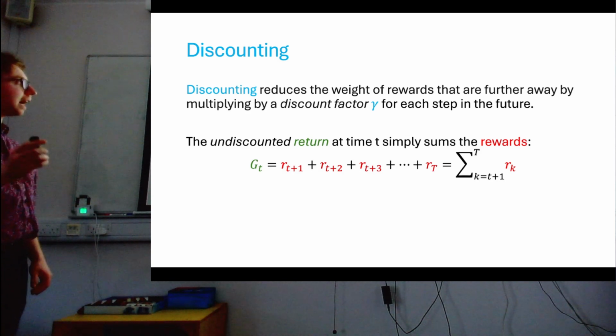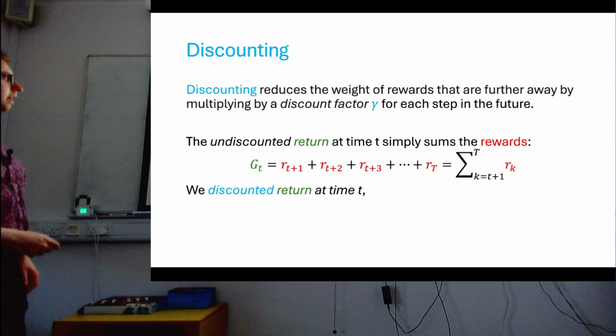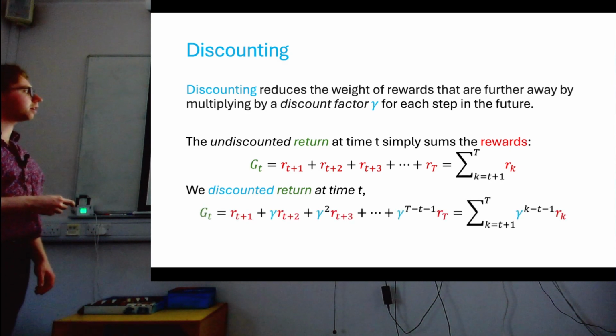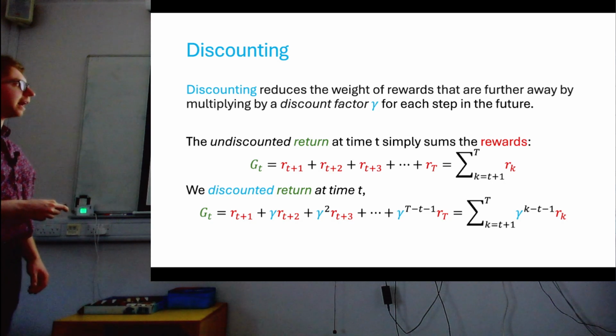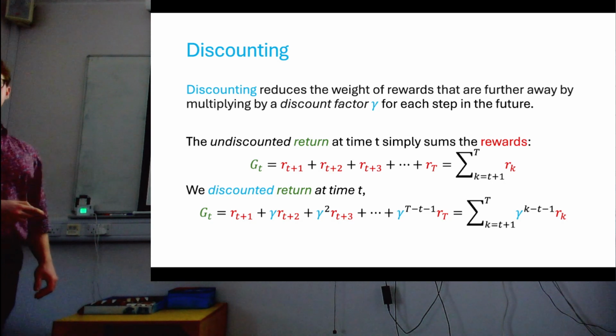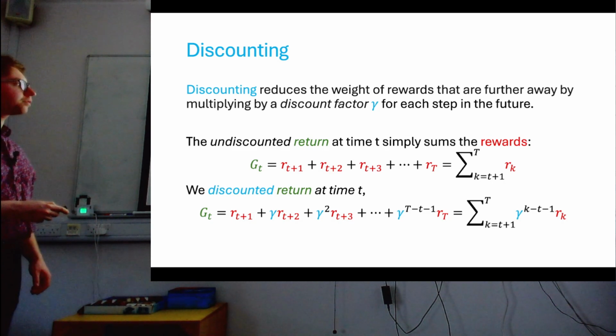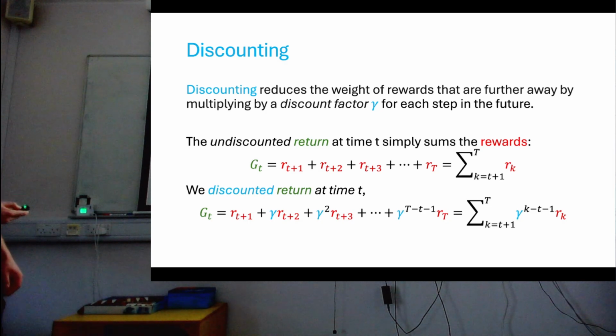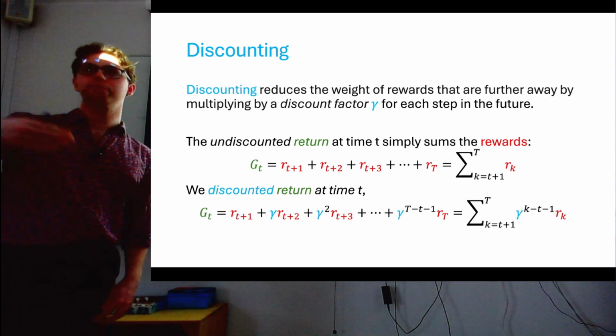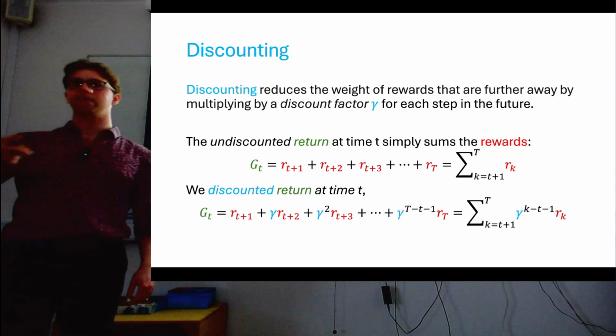Whereas the discounted return looks like this. I have my immediate reward, plus the reward after that multiplied by one discount factor, then the reward after that multiplied by two discount factors, then the reward after that multiplied by three discount factors, and on and on up until the final time step. Okay? So every new time step I go forward, I pick up one new discount factor.